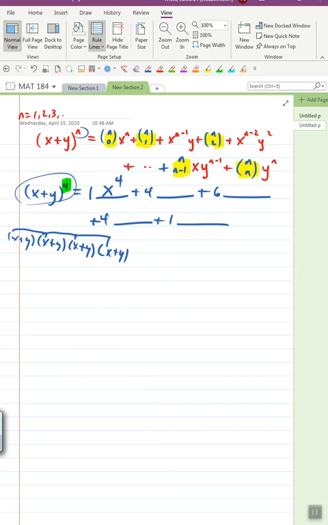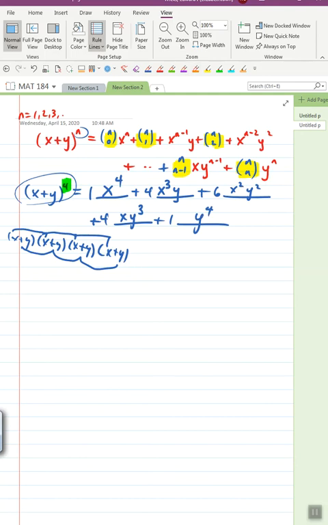What Pascal's triangle, or this binomial theorem we're going to call it, says is that you would then have 4 of x cubed y. You would then have 6 of x squared y squared. You would then have 4 of xy cubed. Then you would have 1 of y times y times y times y, which is y to the 4th.